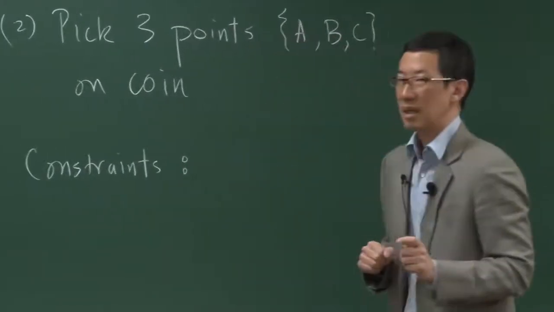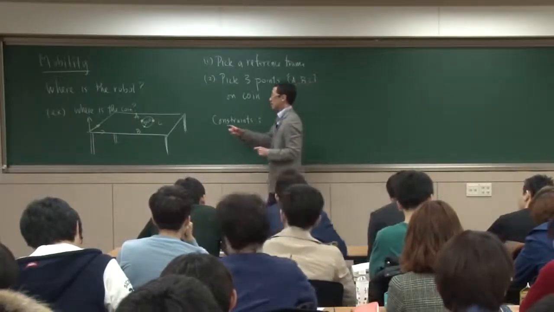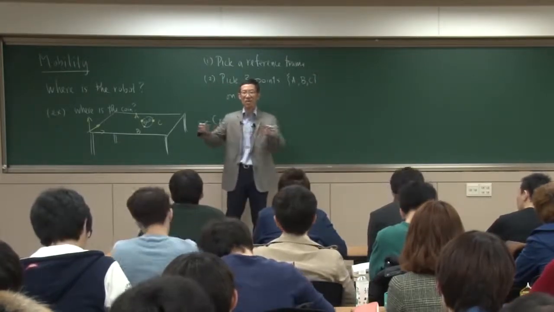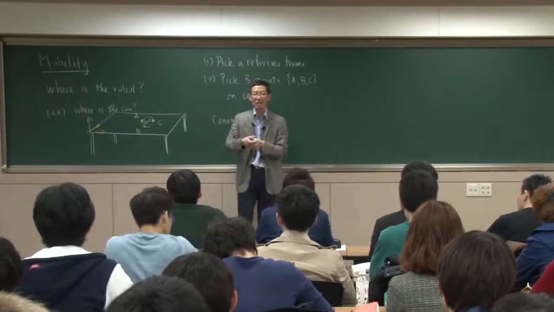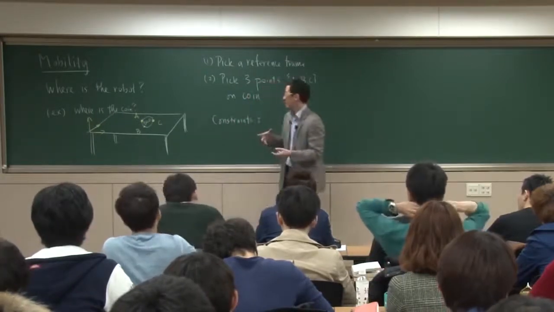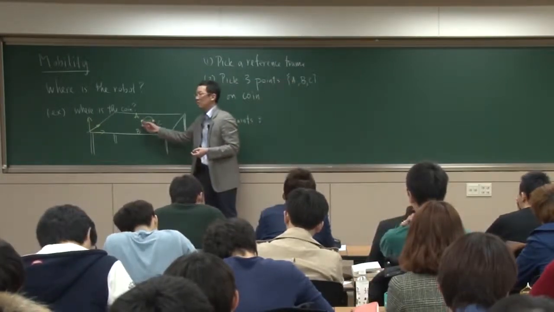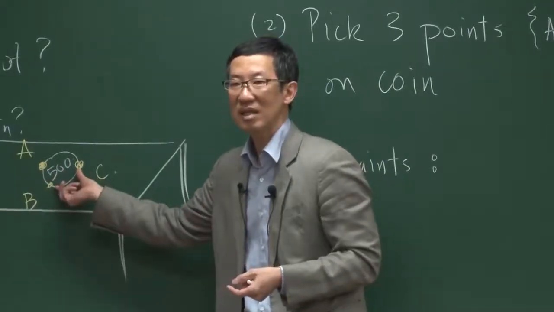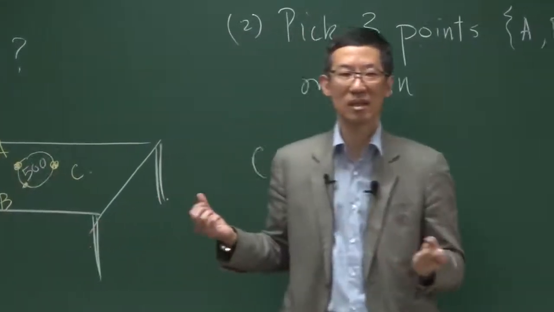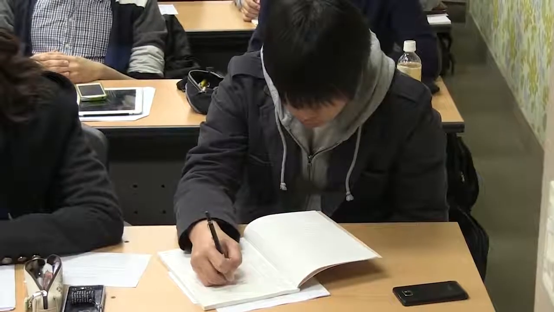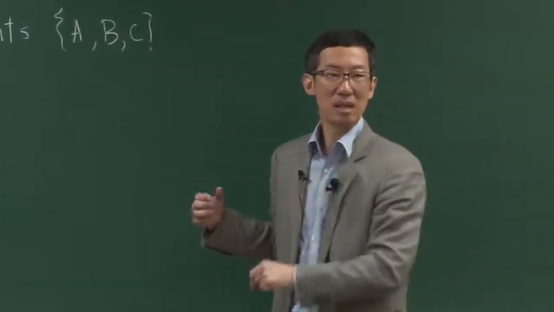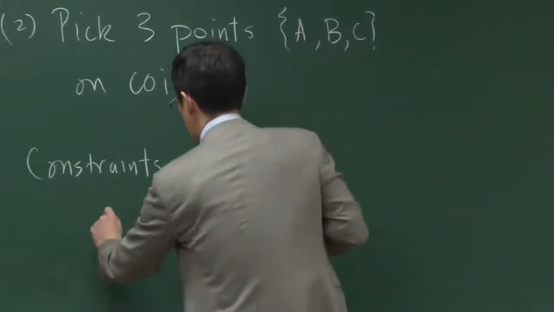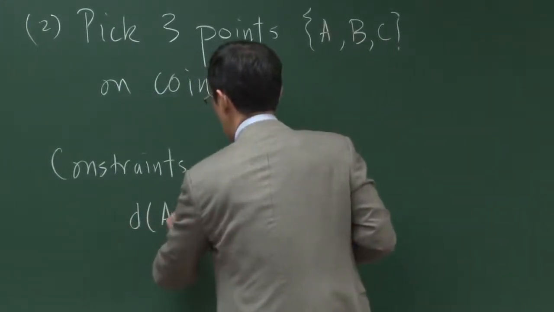Because this coin is a rigid body, you can't deform it. It's a rigid body. What that means is that the distance from A to B is fixed. The distance from B to C is fixed. The distance from A to C is always fixed. So let's write down those constraints in equation form. So the distance between point A and point B.